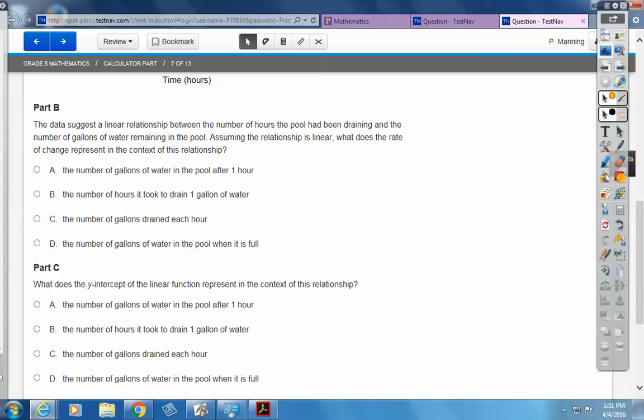So let's look at A. It says the number of gallons of water in the pool after 1 hour. So we want the number of gallons that have been drained from the pool in an hour. B says the number of hours it took to drain the number of gallons drained each hour. That's what we're looking at.